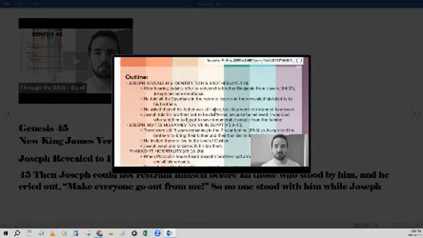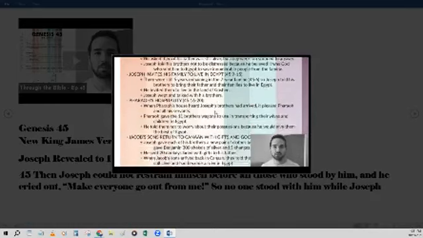And Joseph told his brothers not to be distressed, not to be worried. He was not seeking revenge. In fact, he said that it was God who sent him to Egypt in order to save innumerable people from the famine that they were currently experiencing. Verses 9 through 15 is our next section.